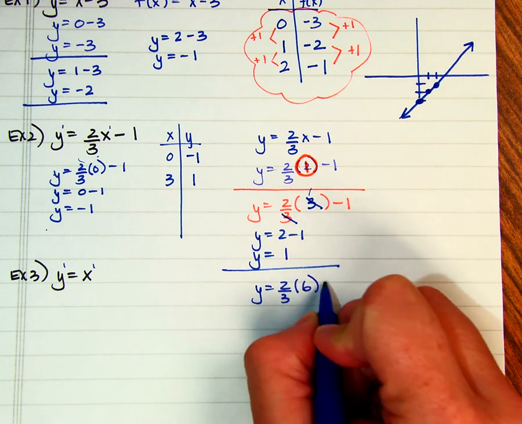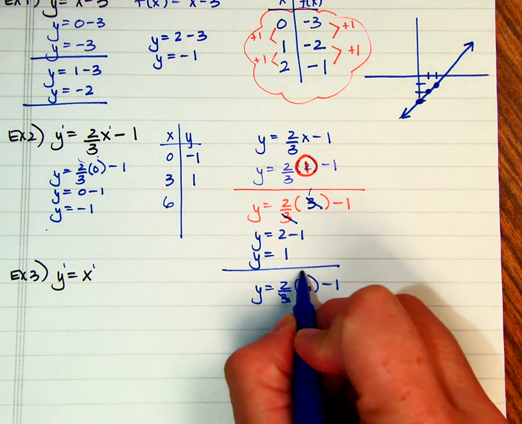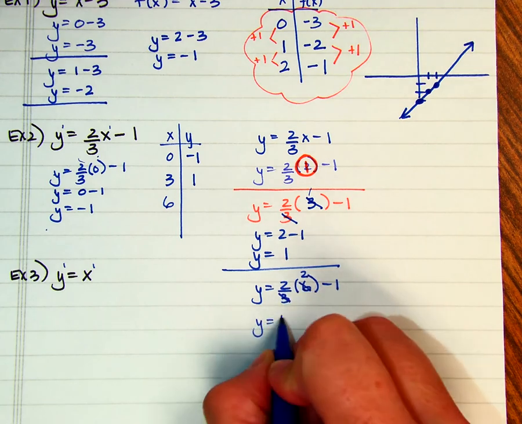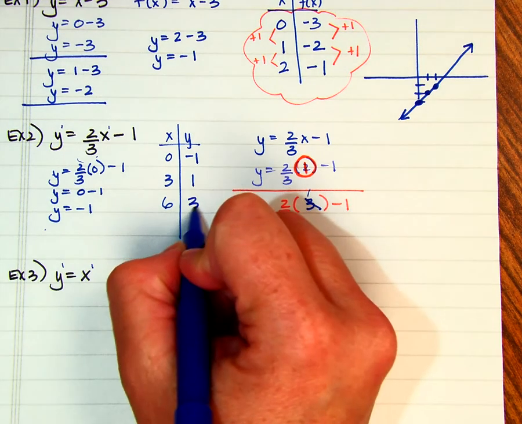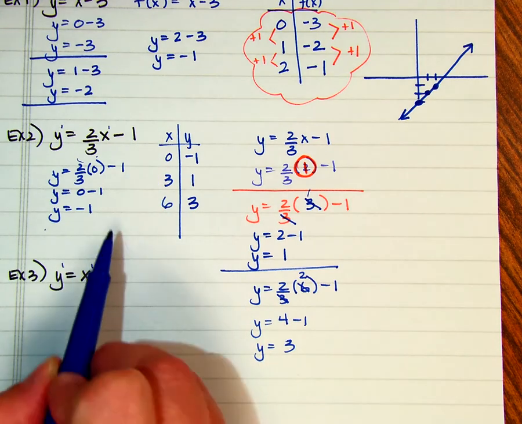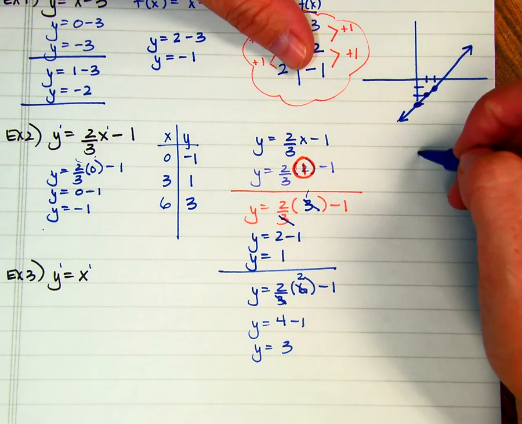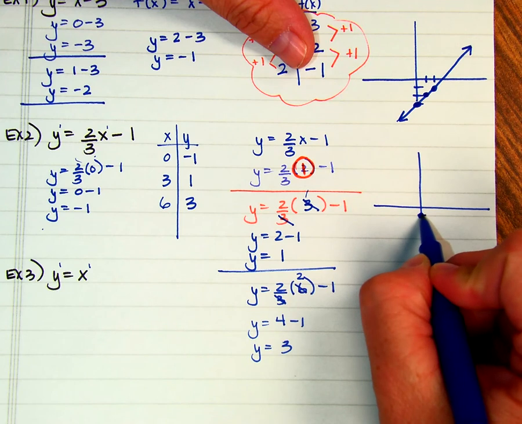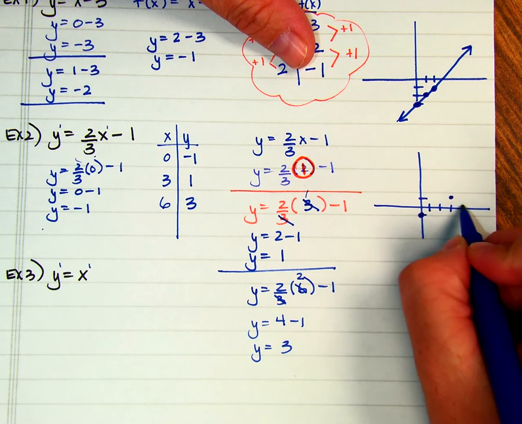So if I put in 6, 3 goes into 6 2 times. 2 times 2 is 4 minus 1, so y equals 3. So another good number to pick might be a negative 3 or a negative 6. Okay, so for our purposes right now, we're going to focus on 3 points. So 0, negative 1, 3, 1, and 6, 3.